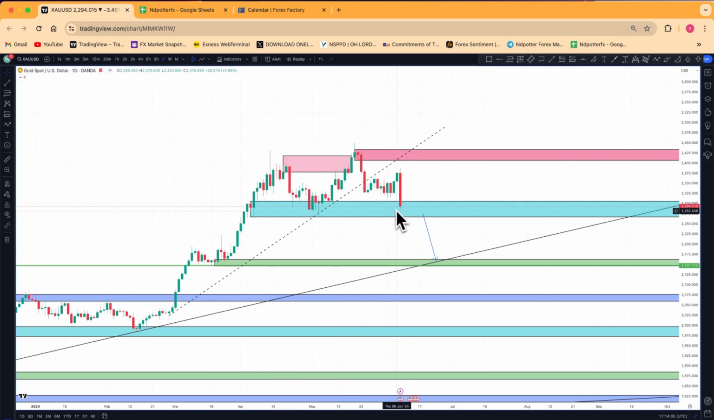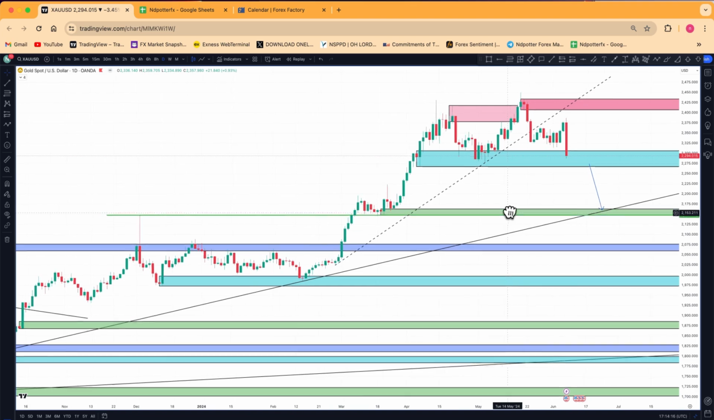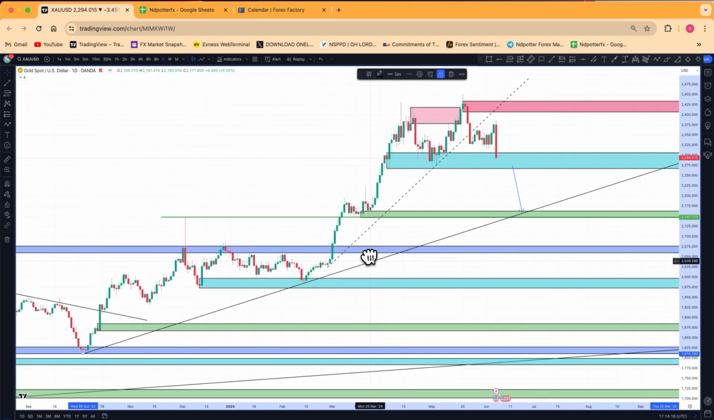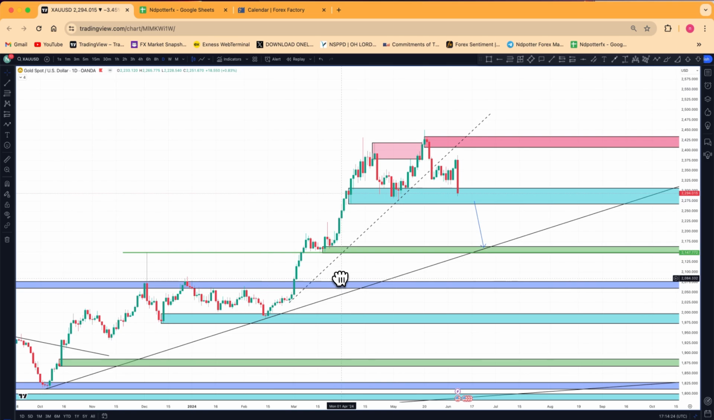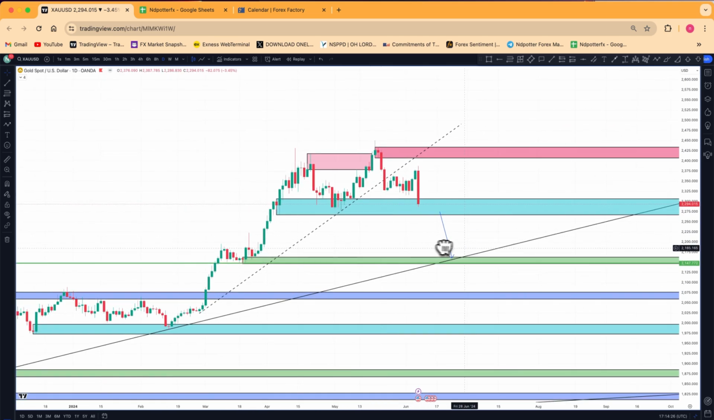So after this profit taking, where am I looking to start longing gold again? I'm looking at this high institution demand area, for this market to come to this demand area. And if you look at this demand area, let me zoom in, you will see that this is the first touch of the trend line, this is the second touch of the trend line, and this is the third touch of the trend line.